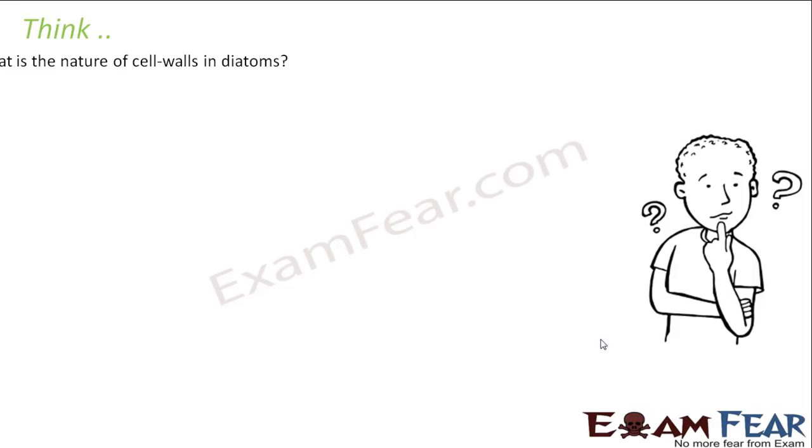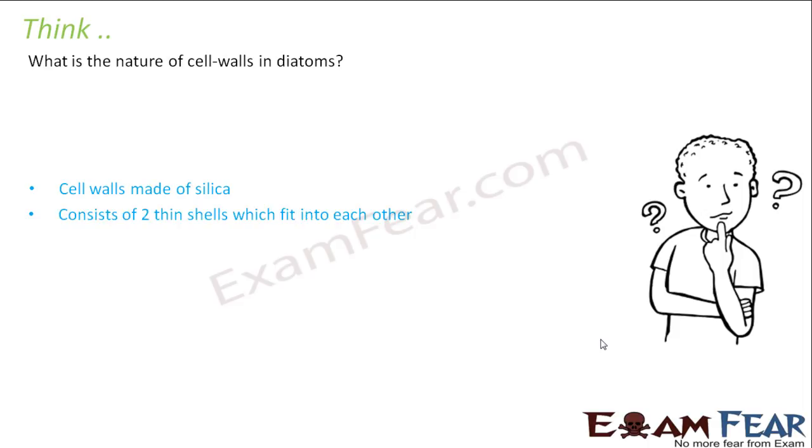Okay, so let us look at the next question. What is the nature of cell walls in diatoms? The cell walls of diatoms are of important significance, because you remember we spoke about the diatomaceous earth. The cell walls are made up of silica. And what is the structure of the cell walls? It consists of two shells which exactly fit into each other, the way the lid of your tiffin box fits into the box. That is how the two shells exactly fit into each other.